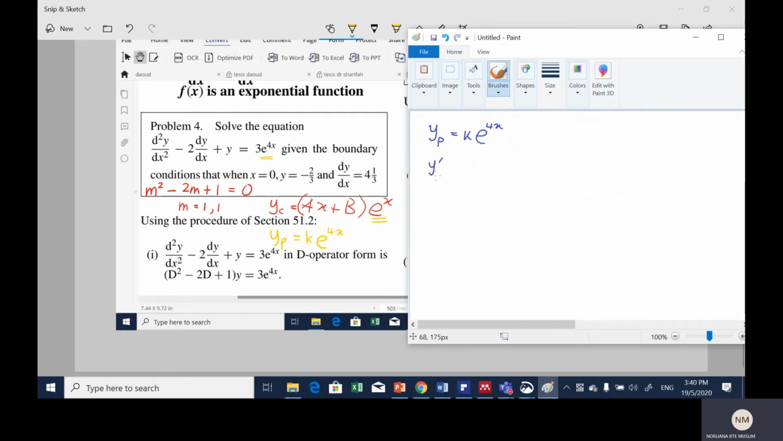So differentiate here. Therefore, KE4X, and the second derivative is 16KE4X. And then we put into the original ODE. So we have 16K for KE4X.